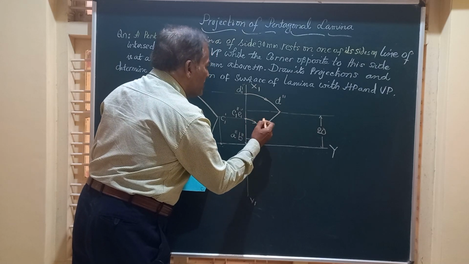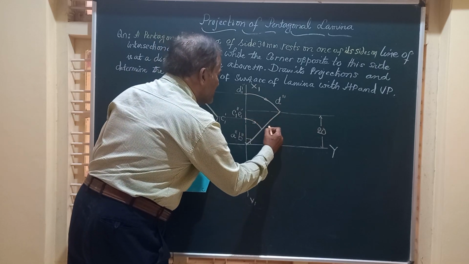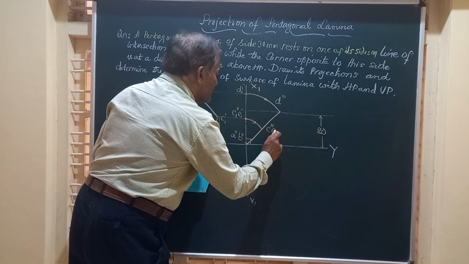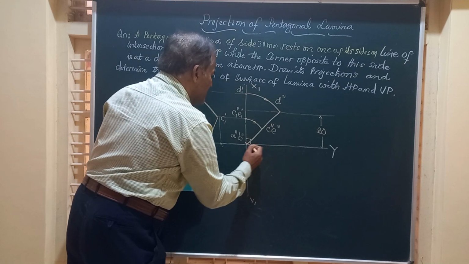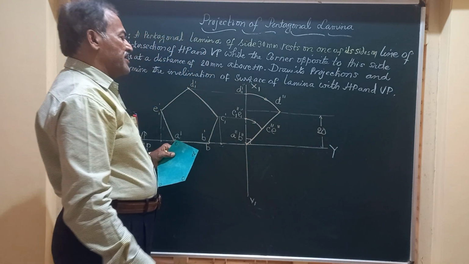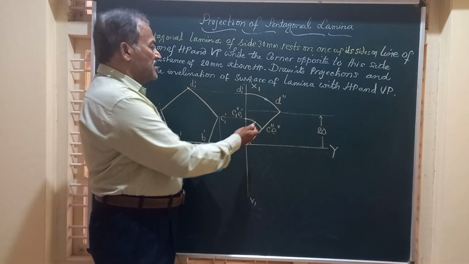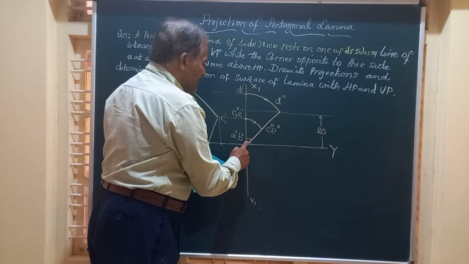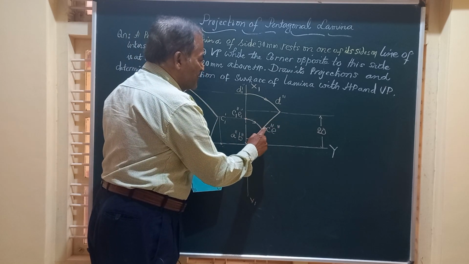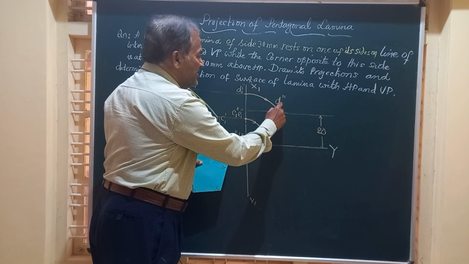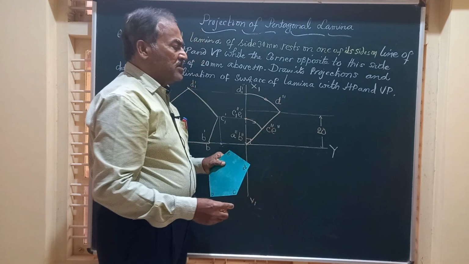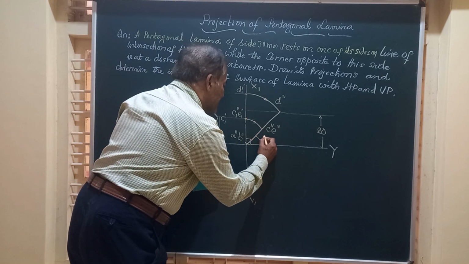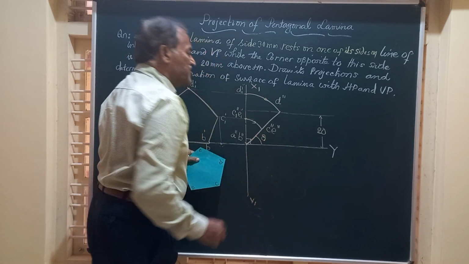So friends, finally we have got D double dash, C double dash, A double dash. The final position of C and E, this is A double dash, B double dash. Friends, in this figure, the last line, A double dash, B double dash, C double dash, E double dash, D double dash will represent the surface of the lamina which is inclined at an angle theta with HP.